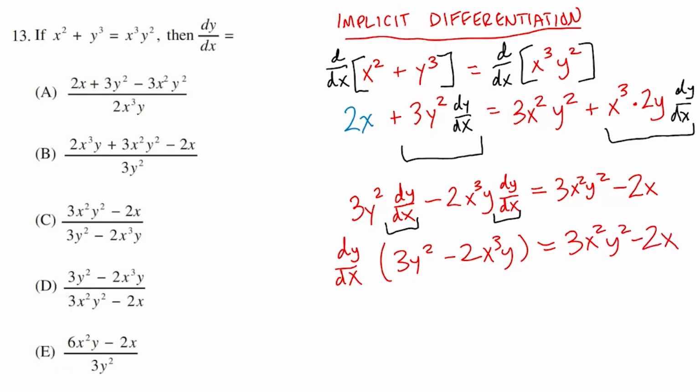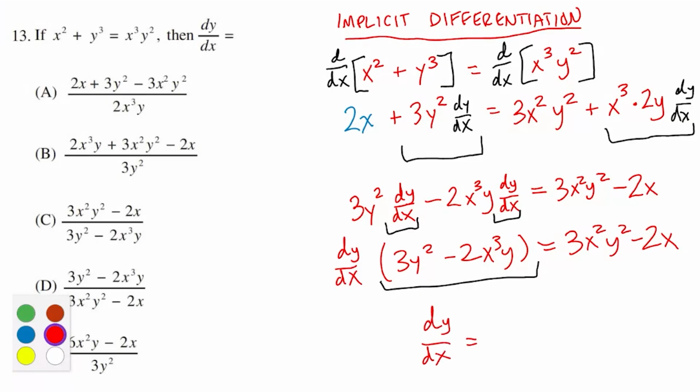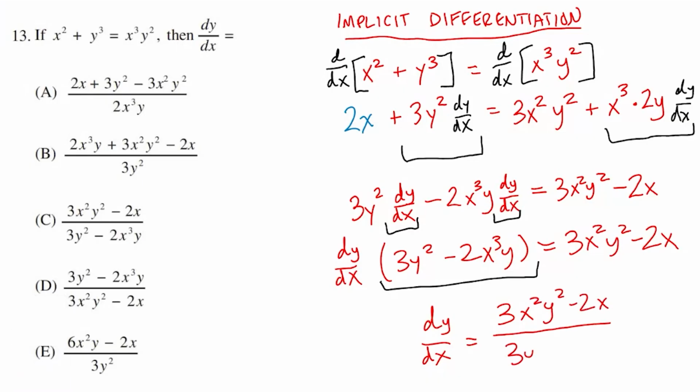Finally, to get the dy/dx by itself, I need to divide both sides of the equation by this entire expression here, the 3y squared minus 2x cubed y. So if I divide both sides by that expression, I'll have the dy/dx by itself, and on the right-hand side, I'll have 3x squared y squared minus 2x all over what I'm dividing by, which is 3y squared minus 2x cubed y, and we can see that our answer is C.